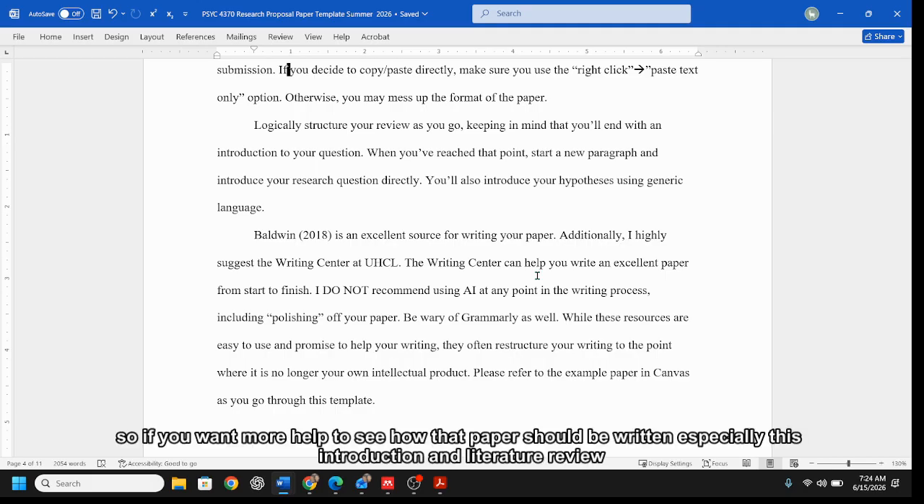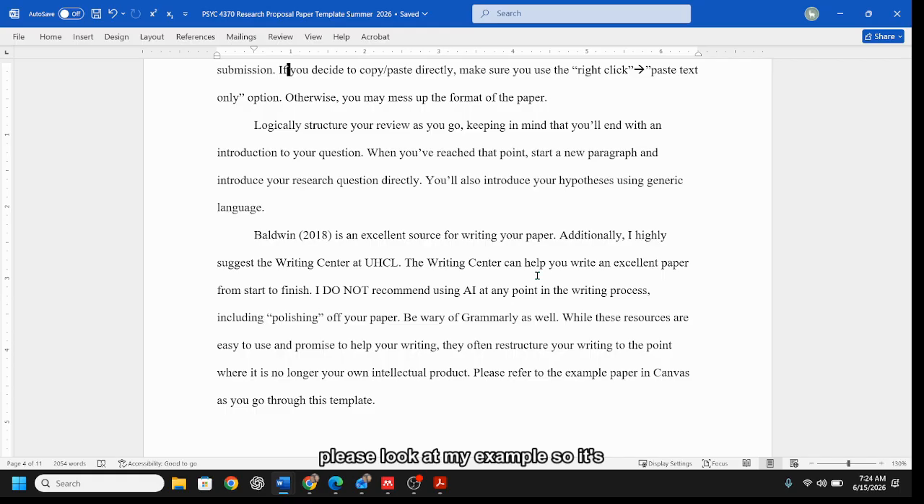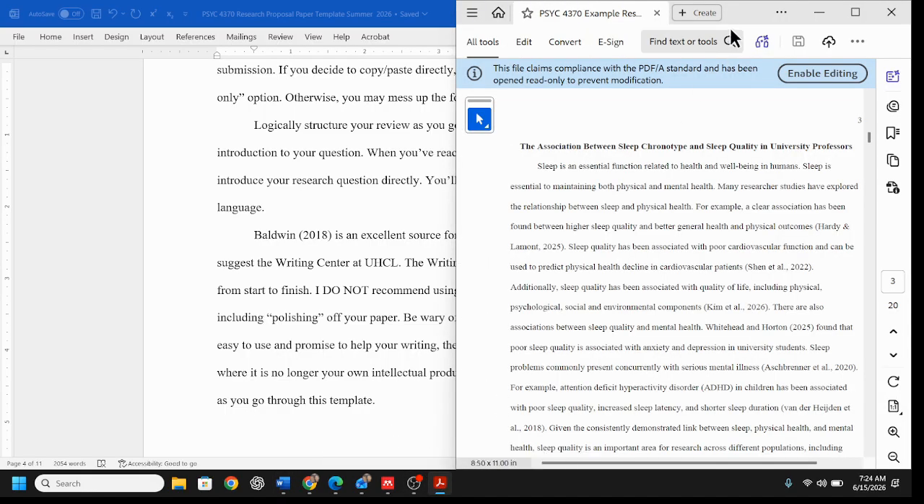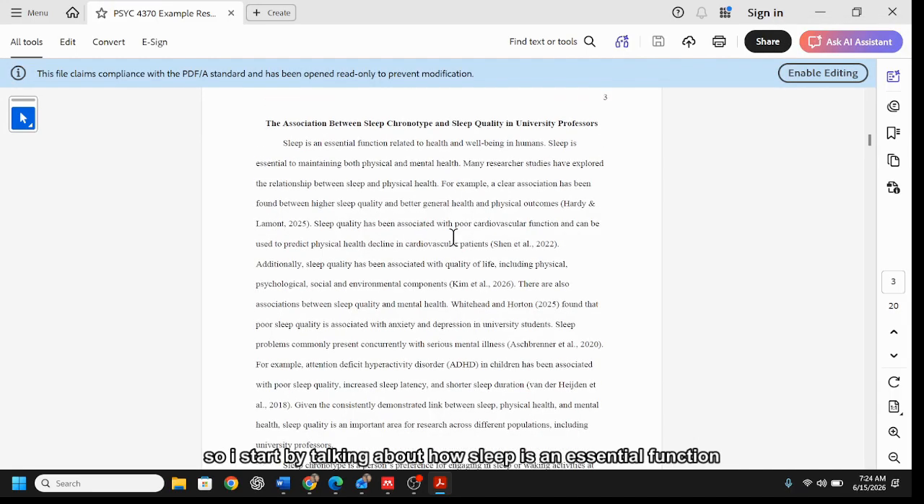So if you want more help to see how that paper should be written, especially this introduction and literature review, please look at my example. So let's pull that up and talk about that. I start by talking about how sleep is an essential function to health and well-being, because this particular research question is about sleep, okay?